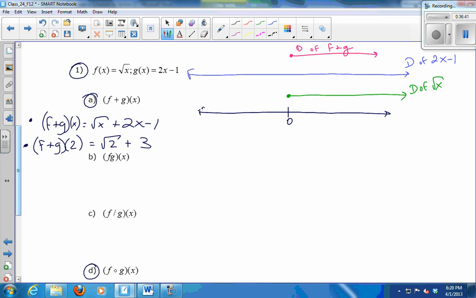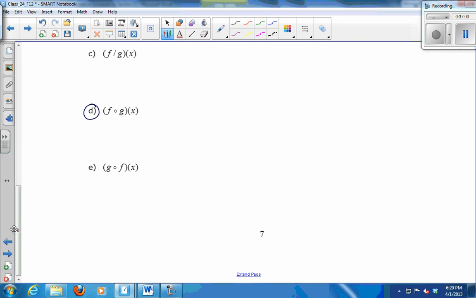So my domain of f plus g is 0 to infinity. The overlap of the domain of f and the domain of g. All right, so let's look at f composed with g. This one, maybe I'll plug the 2 in first. f composed with g of 2.